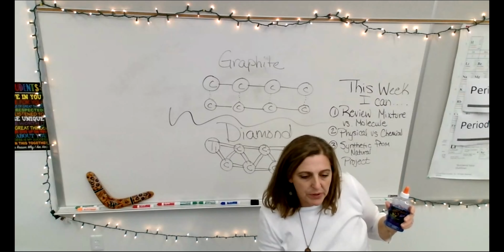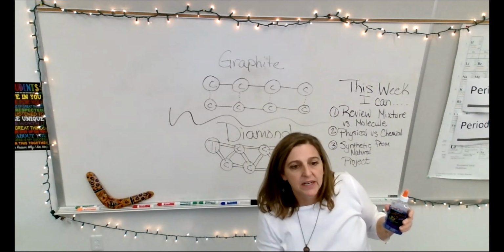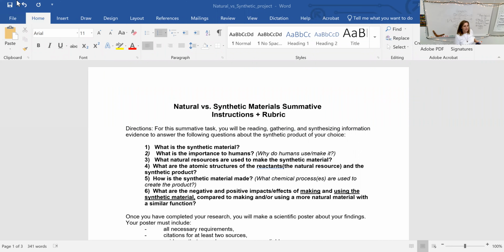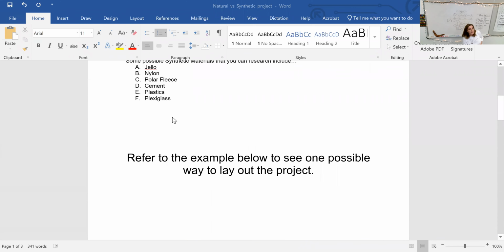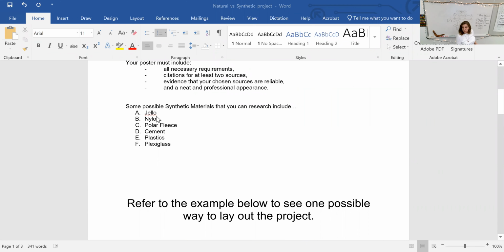So if I hop over to the project that I'm asking you guys to take a crack at this week, let's look. Our directions say for this summative task, you will be reading, gathering, and synthesizing information, evidence to answer the following questions about the synthetic product of your choice. So you guys are going to have to choose a synthetic product. I give you some examples here. I mentioned Jello, nylon, polar fleece, cement, plexiglass, plastics. You could even do Elmer's glue if you want. That would be great.